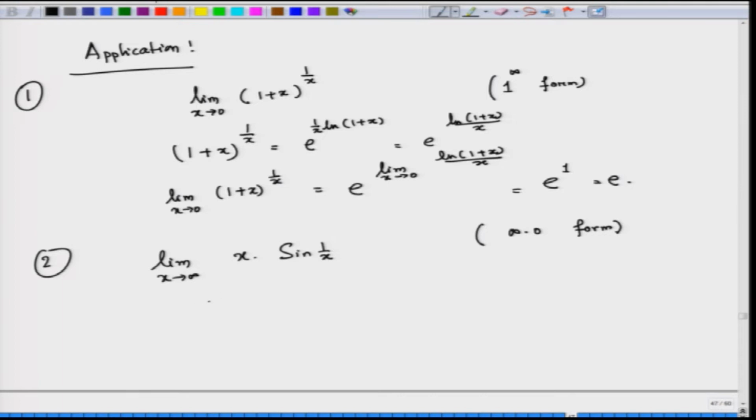So, now how are we going to find this? We can write it as sin(1/x) divided by 1/x. Now, this becomes 0 by 0 form. So, for this 0 by 0 form, we take the limit as x goes to infinity. This is precisely equal to the limit, I can change the variable, as y goes to 0 of sin y by y, which is equal to 1.